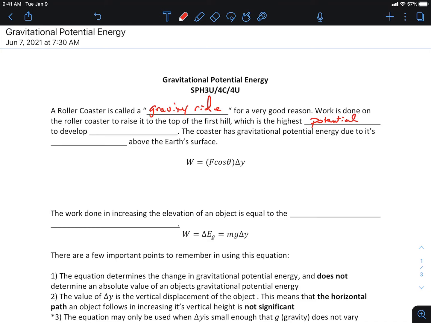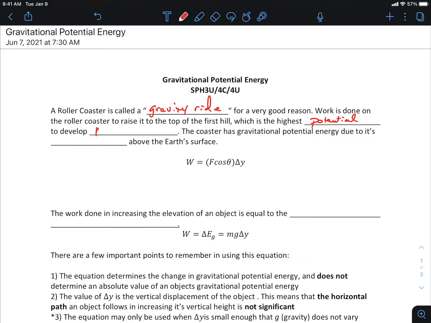Okay, highest potential, which will create kinetic energy as soon as it's released, right? So we learned on Friday, if an object is in motion, has a velocity, and has some mass, it'll have kinetic energy. Okay, so ultimately, the way roller coasters move around the track, the whole principle is that we can go up hills to create potential energy so that they can go down hills to create kinetic energy.